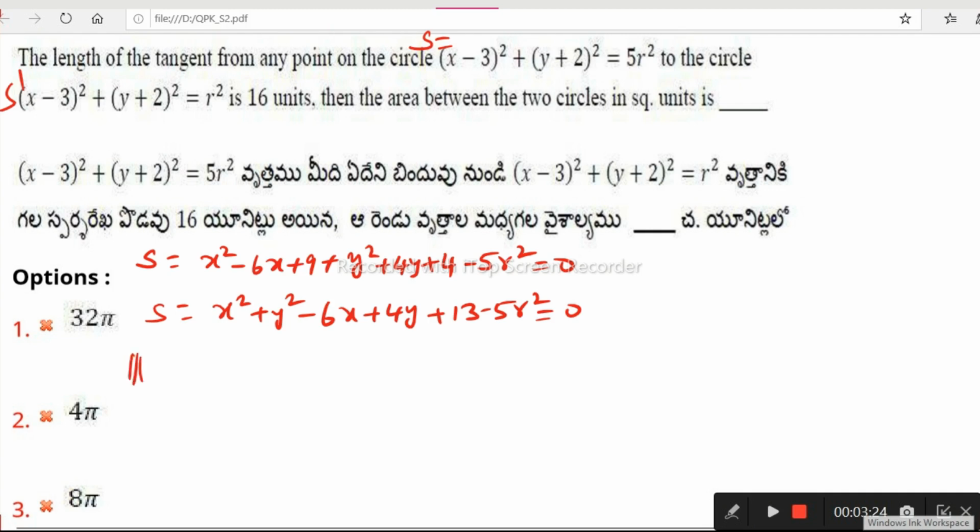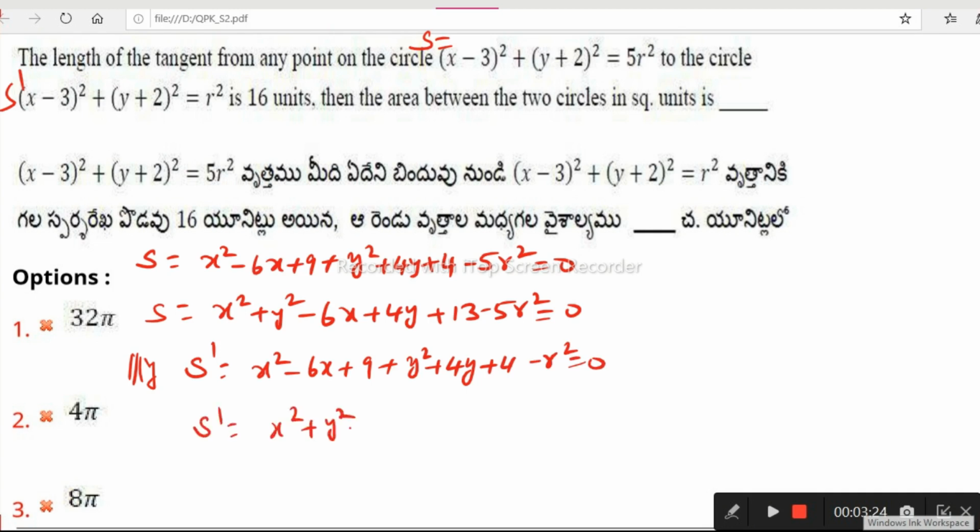Next, similarly we can expand the second circle also. S dash expansion: x square minus 6x plus 9 plus y square plus 4y plus 4 minus r square is equals to 0. Again I am rewriting this as x square plus y square minus 6x plus 4y plus 9 plus 4, 13 minus r square is equals to 0. This is other equation which is in the form of x square plus y square plus 2g dash x plus 2f dash y plus c dash is equals 0.